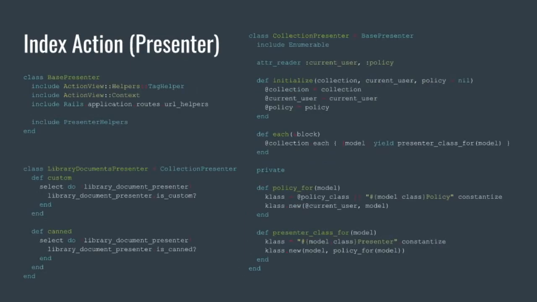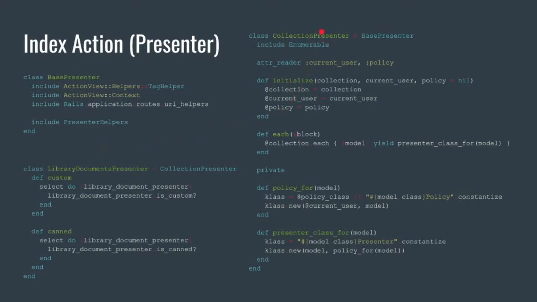Okay, onto the presenter. It was kind of hard to try to fit all of this. So we start out with a base presenter that's including some common behavior, some convenience functions from Rails, like the route helpers, URL helpers, and HTML tag helpers, and then my own set of common behavior for the presenters. And there are two types of presenters: a collection presenter and a model presenter.